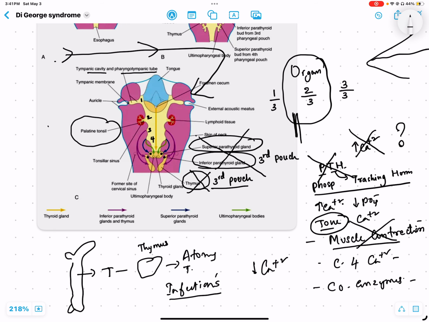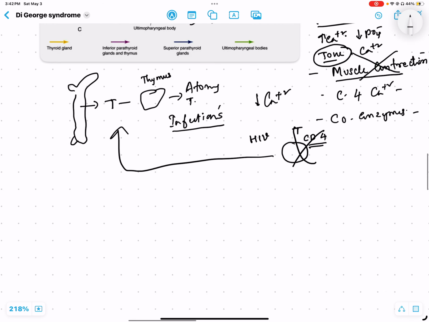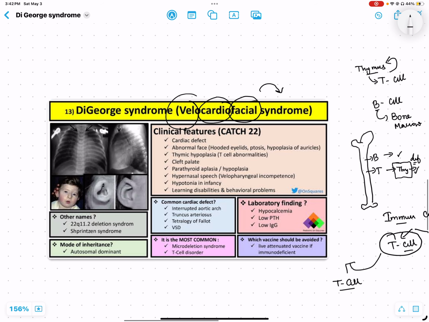So it is similar to having something like HIV. In HIV, the viral particles try to take dominance over CD4 cells. They are T cells, CD4 T cells. In the same way, when there is no immunity, when there is a decreased count of CD4 T cells, it has a similar effect in DiGeorge syndrome as well. So that's the embryological basis for that.